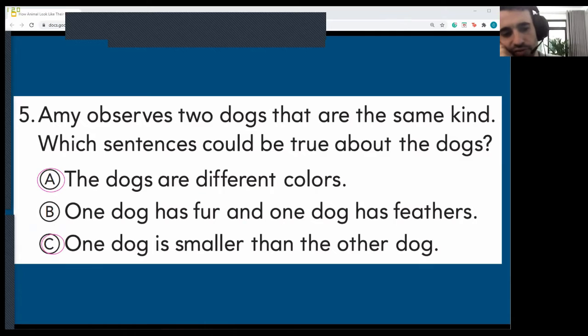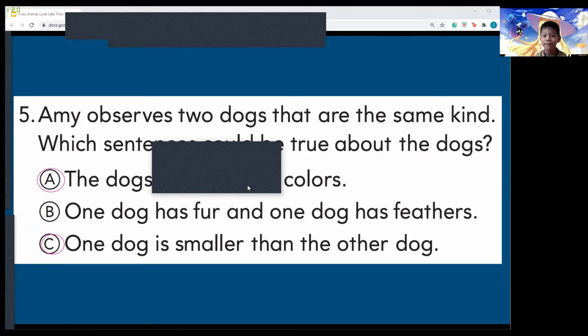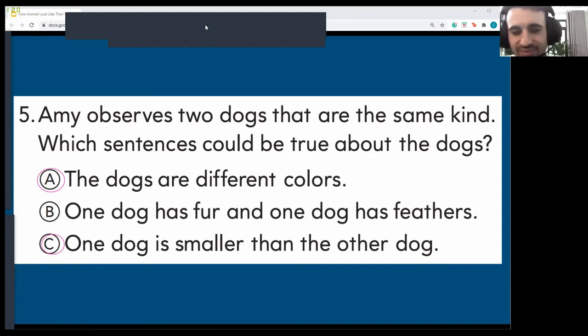QK, can you read B for me? One dog has fur and another has feathers. Is that true? Do you think one dog had feathers? No. You circled it. I saw your name. Yep. Okay. I think QK's being silly. He thought dogs have feathers. That's not correct. Okay, so B is not correct.